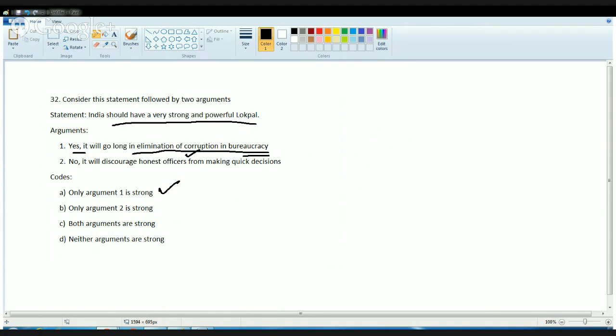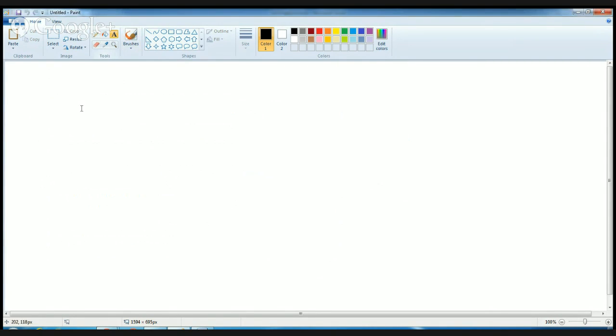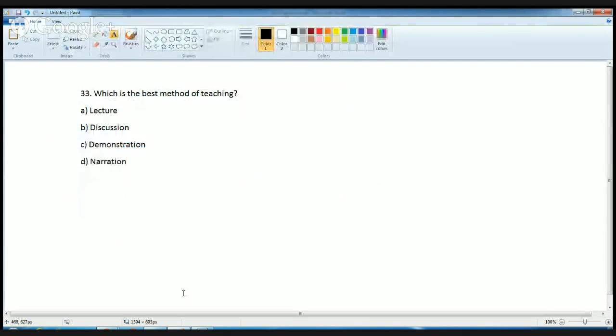Now the next question is on teaching aptitude. Teaching aptitude and research in UGC comprises a very important section. So which of the following is the best method of teaching? Now this is a very simple question to answer, because most of the students will feel lecture should be a good method to teach, but the answer is demonstration.